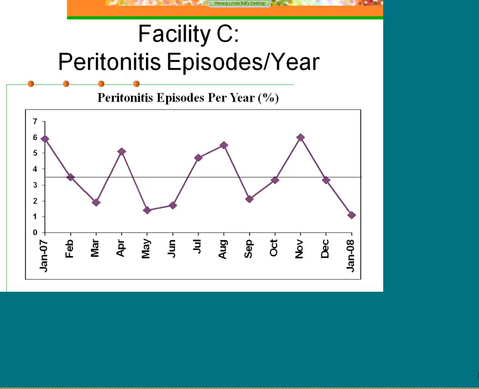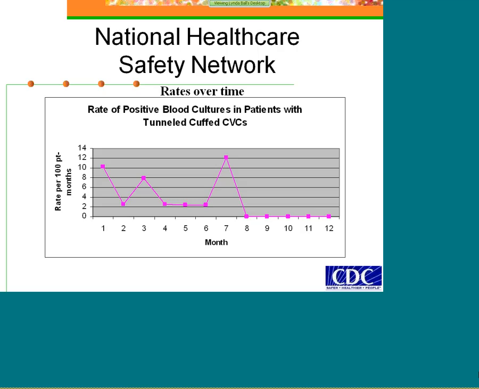And then here's facility C. Whatever they did, they couldn't sustain. Between January and March, they were able to drop, and it was a significant drop. However, when April came around, it bounced back up almost to where they started from. Then in May, they did something again, and it dropped back down. Then it started to finally climb back up, and then it dropped back down.